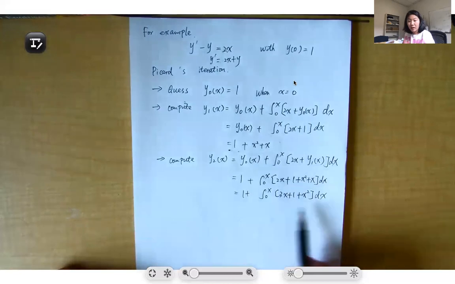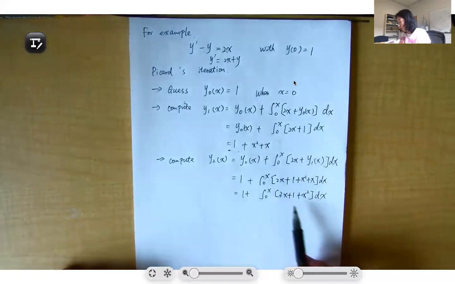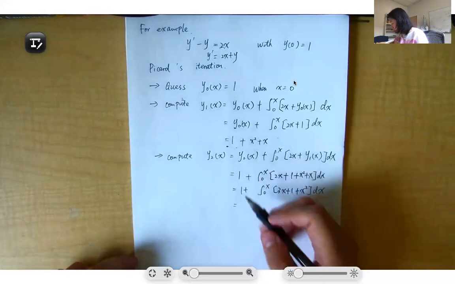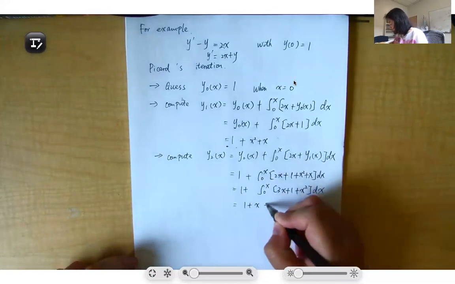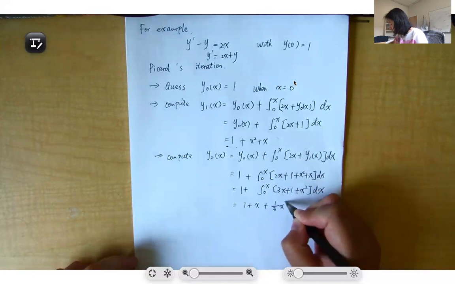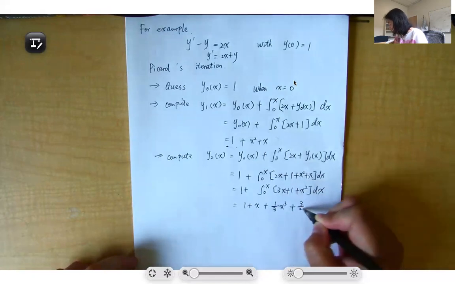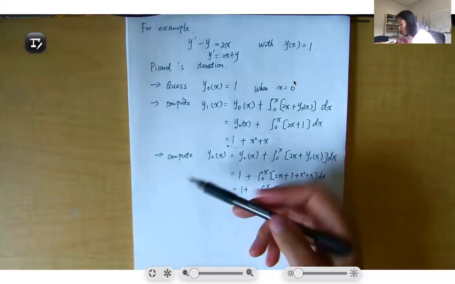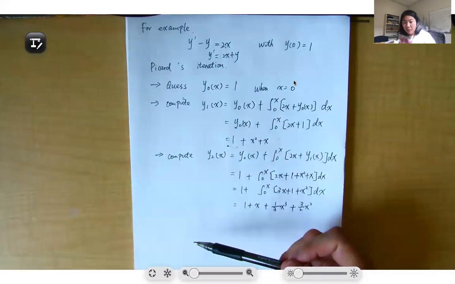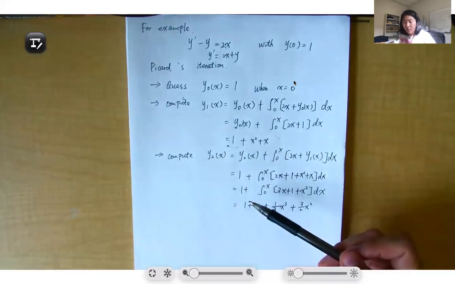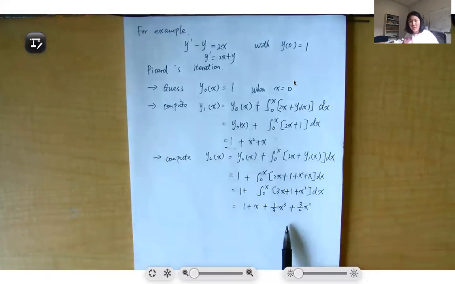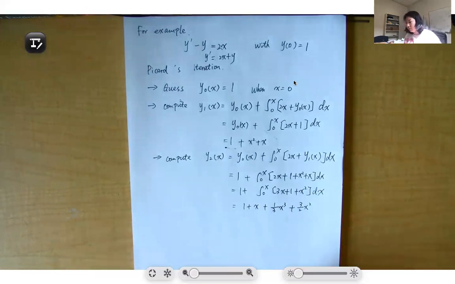And this integral is also very simple. It's a polynomial integral. So the final solution for the second step will be 1 plus x plus 1/3 x cubed plus 3/2 x squared. Okay. Then, as you go to n steps, the solutions from the Picard iteration will get closer and closer to the general form. But we will stop here. It's just to give you a general idea of how this Picard iteration works.